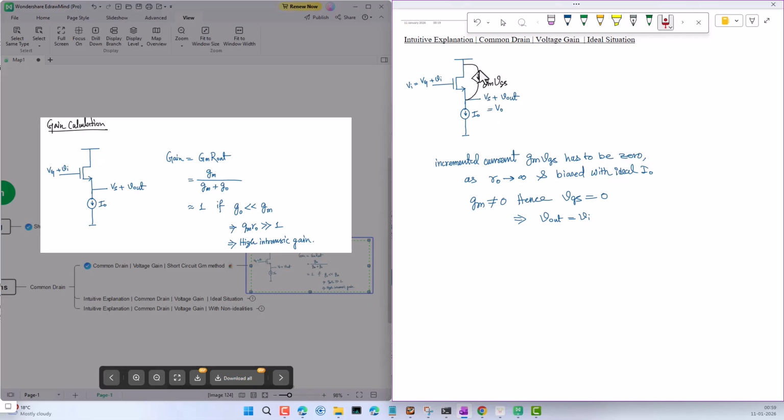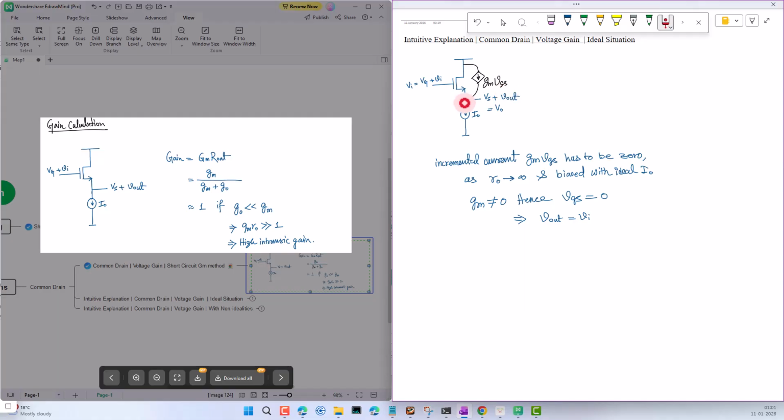Because see, this is the current source and it depends on the transconductance and the gate to source voltage. Now, as there is no r naught and there is no resistance for I naught, this incremental current doesn't find any path to flow, right? So in that case, this current gm times VGS has to be 0, and gm is not 0, otherwise there is no operation of the transistor. It means the transistor is dead. So VGS has to be 0.